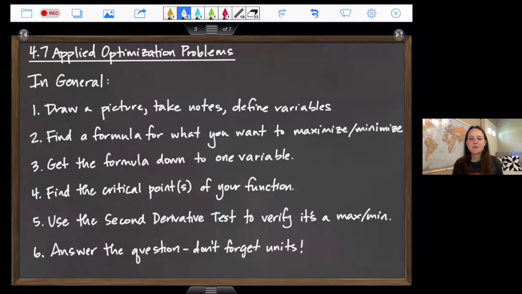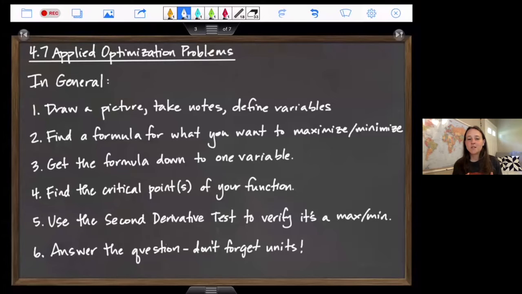I know word problems can sometimes be a little bit daunting, so I've given us a 6-step process that we can use here for our applied optimization problems. We're going to draw a picture, take some notes, define our variables. Then we're going to find a formula for what we want to maximize or minimize. That formula we're going to need in step 3 to get down to one variable so that we can take its derivative in step 4 so we can find the critical points of our function.